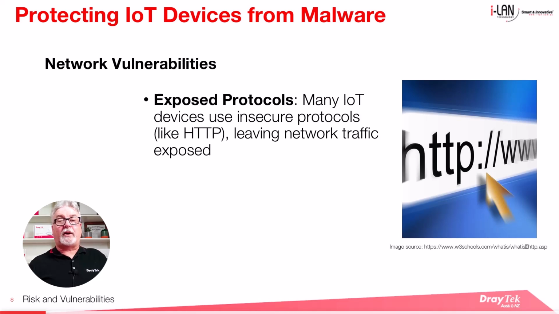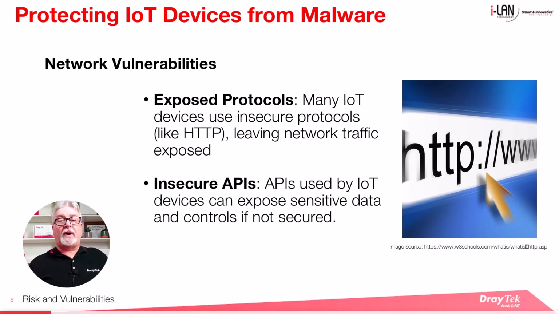Exposed communication protocols. Many IoT devices communicate over insecure protocols, for example HTTP rather than HTTPS, or use default ports, making network traffic vulnerable. Insecure APIs. IoT applications often rely on APIs to transfer data between devices and systems. If these APIs are insecure, they expose sensitive data and control functions to attackers.